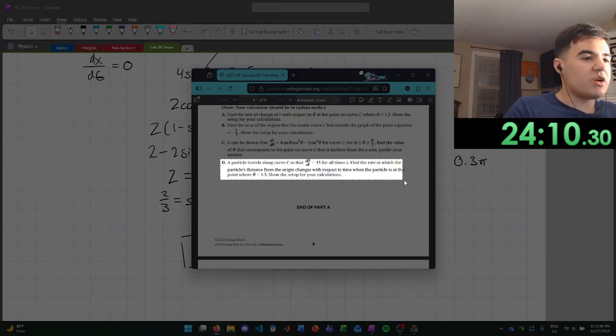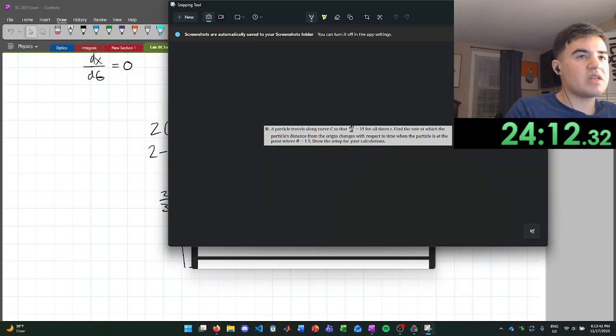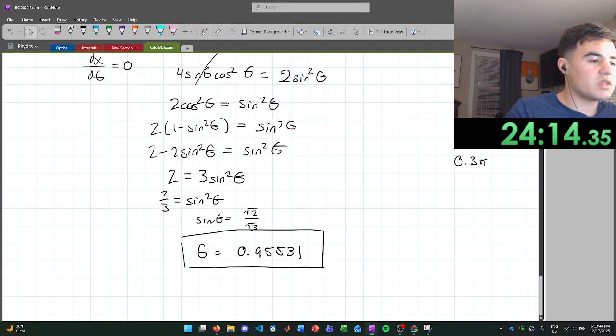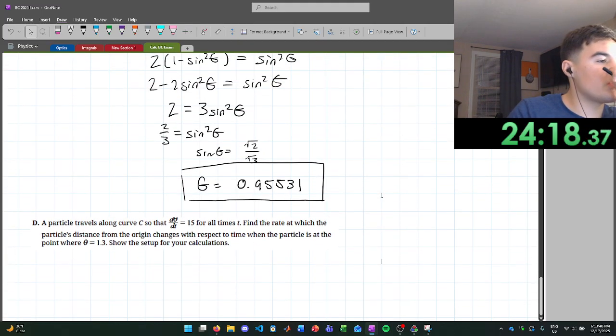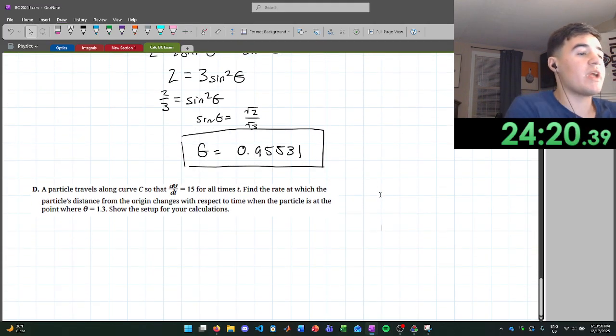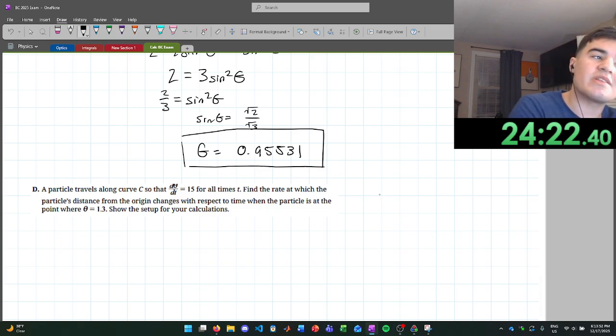A particle travels along curve C so that d theta with respect to time is equal to a constant. Find the rate at which the particle's distance from the origin changes with respect to time when the particle is at the point where theta equals 1.3. Distance from the origin is just r of theta, right?